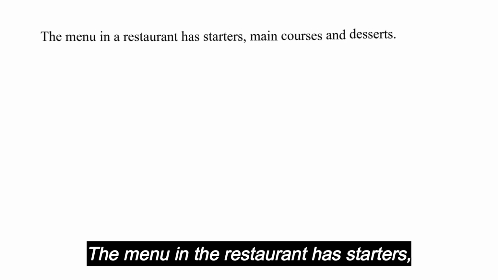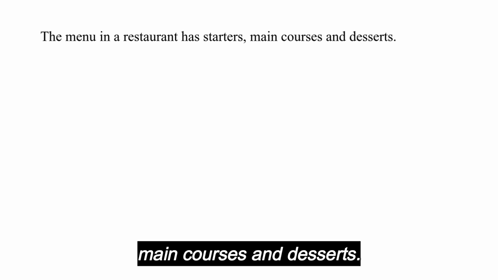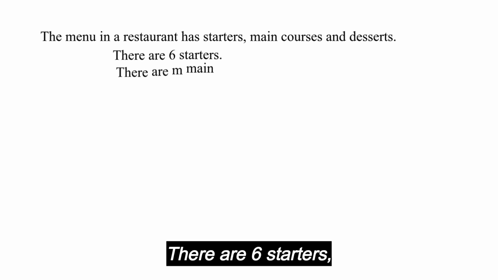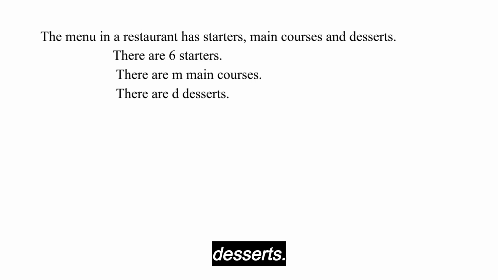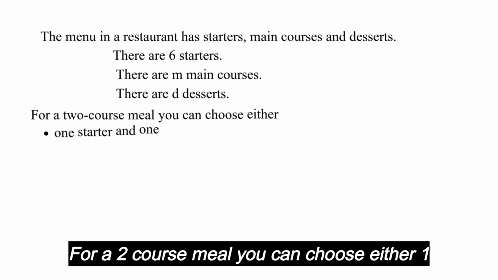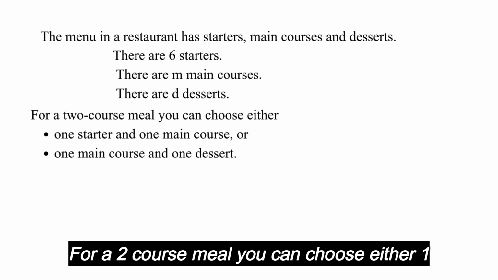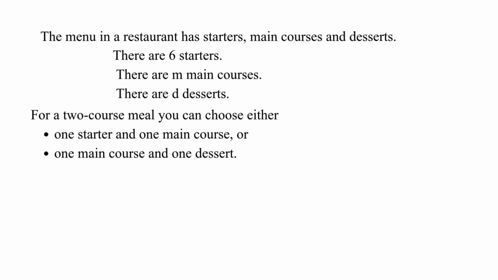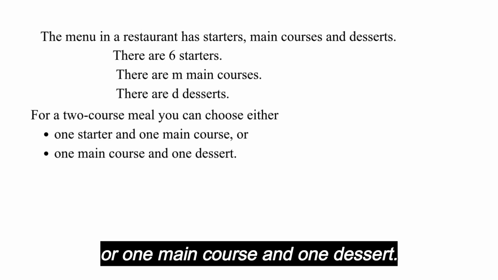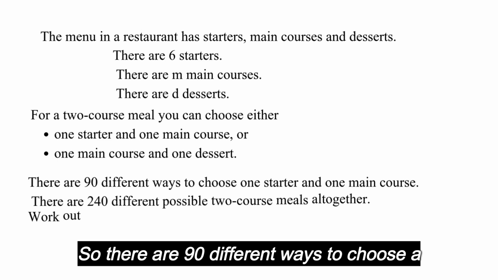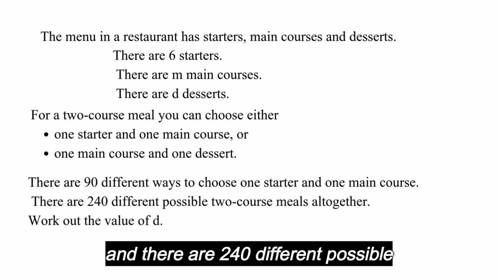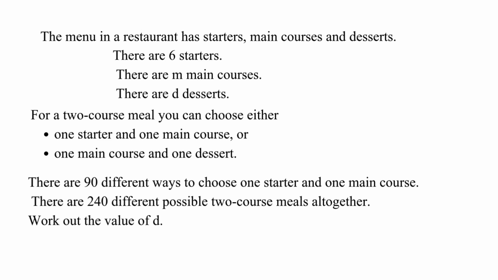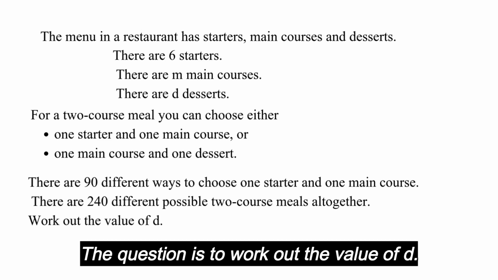The menu in a restaurant has starters, main courses and desserts. There are 6 starters, m number of main courses and d number of desserts. For a 2-course meal, you can choose either 1 starter and 1 main or 1 main course and 1 dessert. There are 90 different ways to choose a starter and a main, and there are 240 different possible 2-course meals altogether. The question is to work out the value of d.